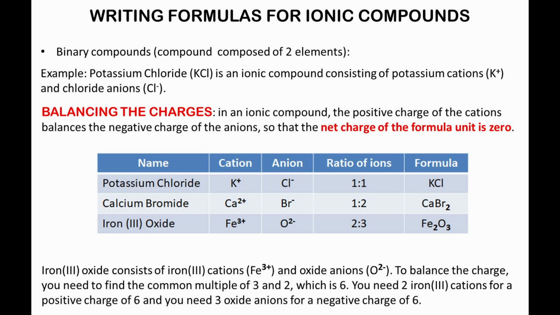Iron 3 oxide consists of iron 3 cations and oxide anions. To balance the charge, you need to find the common multiple of 3 and 2, which is 6. You need 2 iron 3 cations for a positive charge of 6 and you need 3 oxide anions for a negative charge of 6. So, iron 3 oxide combines in a ratio of 2 iron 3 cations to 3 oxide anions.